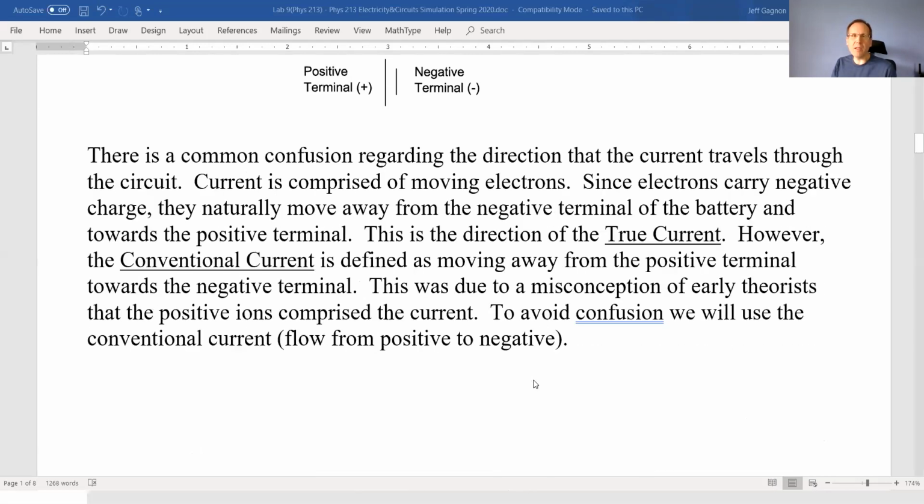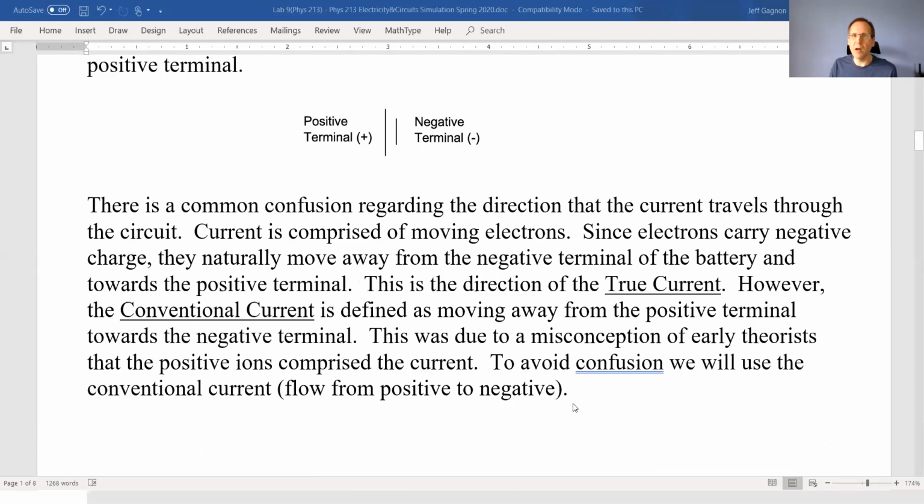Now, there's a common confusion regarding the direction that current travels through the circuit. Current, as you know, really consists of moving electrons. And since electrons carry negative charge, they're going to be repelled from the negative side of the battery and attracted to the positive side of the battery. So that would be the direction of the true current. It's really the movement of electrons.